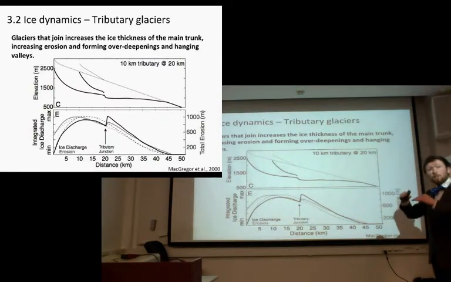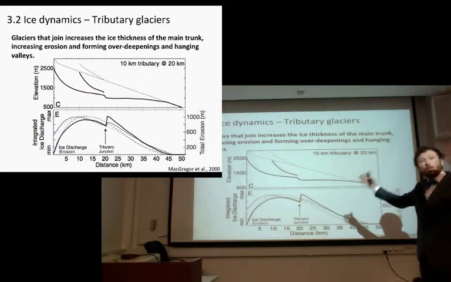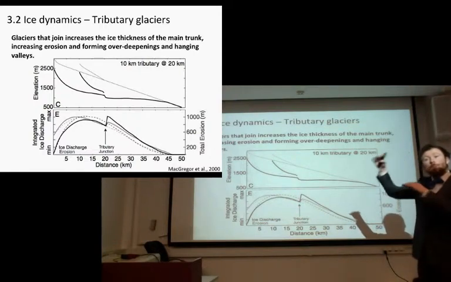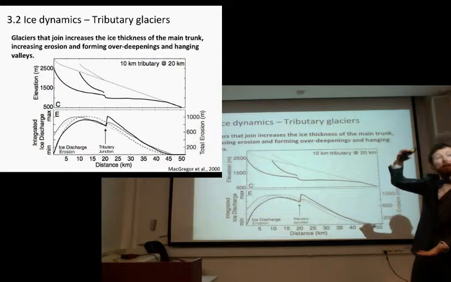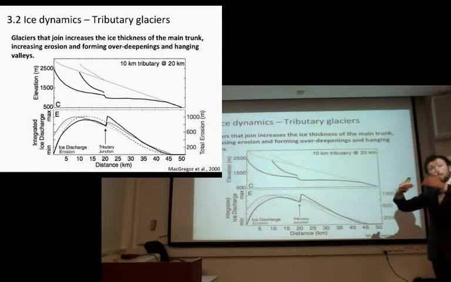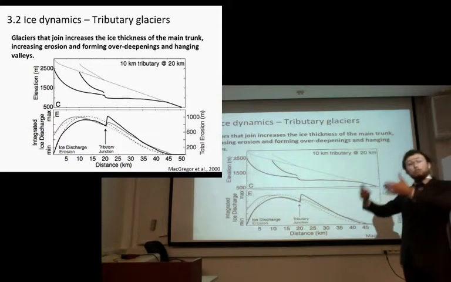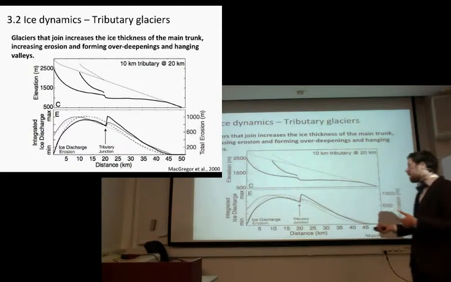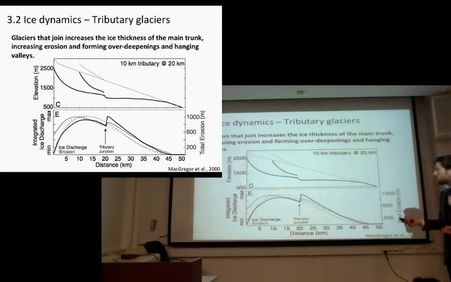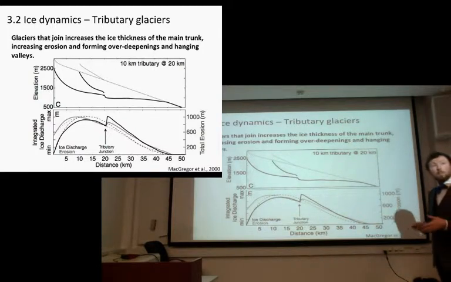What happened is that when they included tributary glaciers, the ice from these glaciers increased the ice thickness where they were meeting, increasing the ice discharge, and thus increasing basal sliding. By increasing basal sliding, you start to form this small step in the bedrock. That's a way of causing this very steep cliff of hanging valleys.